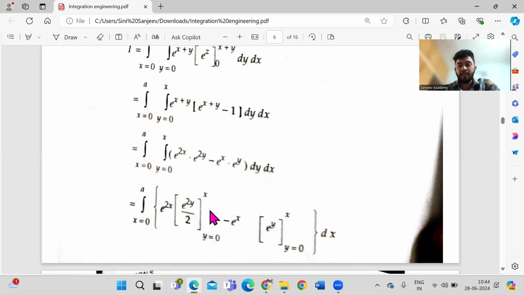Once you do this, gone. Whatever we have struggled, everything will become 0. It should be e^(2y) by 2, then upper limit minus lower limit. So this is the learning which I want to teach you. For e^(2y), we should not multiply by 2, we should divide by 2 since it is integration. So concentration is a must while doing this kind of questions.